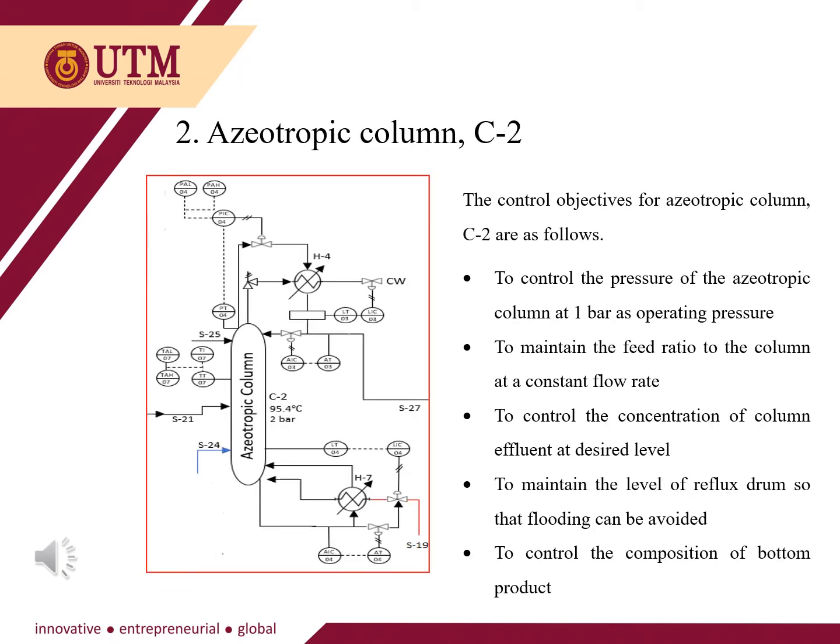So this is the azeotropic column. It is used to separate ethanol from water. So as you can see, the control objective for the azeotropic column is the same as the distillation column, as I mentioned previously.